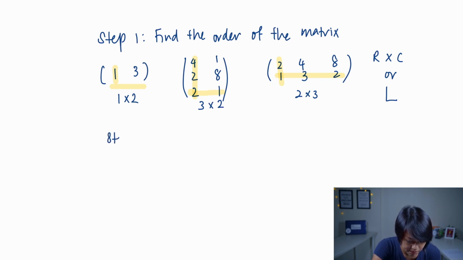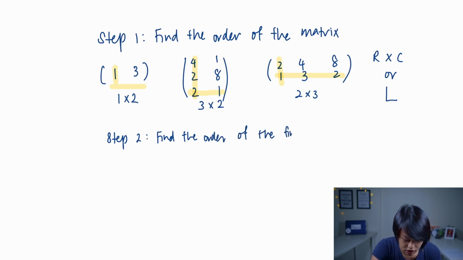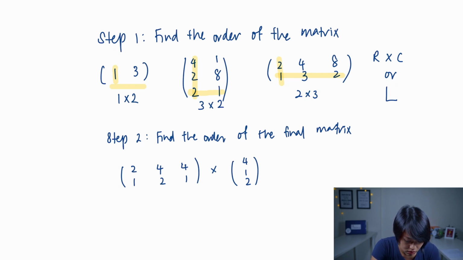So step 2, we need to find the order of the final matrix where we do the multiplication. Let's look at an example. Let's say I have this matrix here. Recall how we find the order of the matrix. So this is a 2 by 3 matrix, and this is a 3 by 1 matrix.